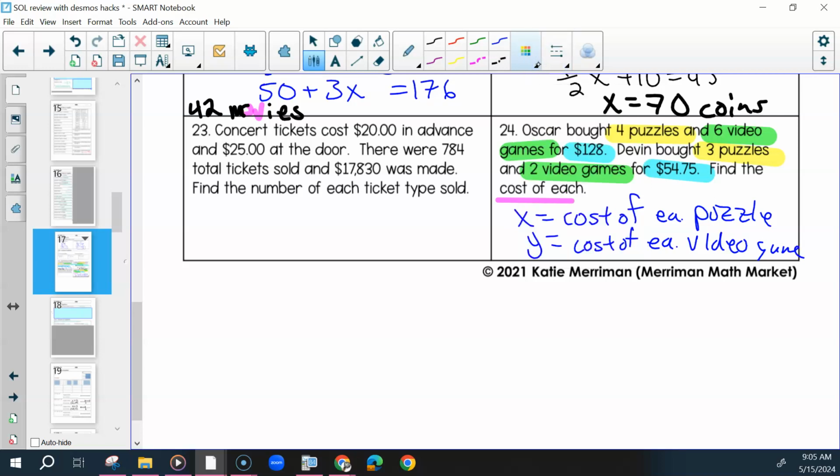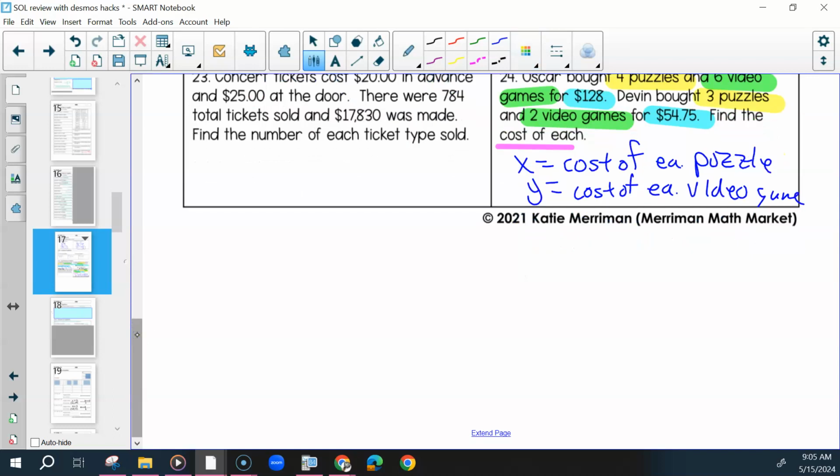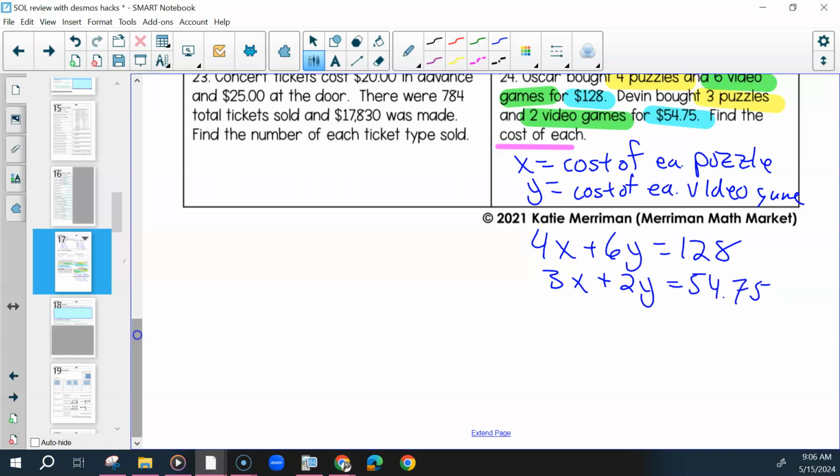If we have 6 numbers, all of them are going to get used. The totals are given. How do we think we would set up both equations? The first one would be 4x plus 6y equals 128. And then the second one? 3x plus 2y equals 54.75. Put those both into desmos.